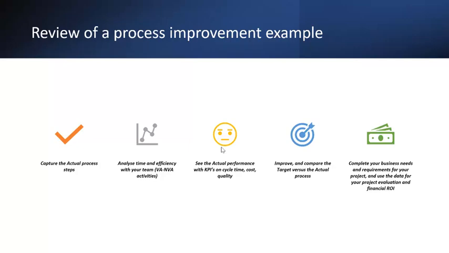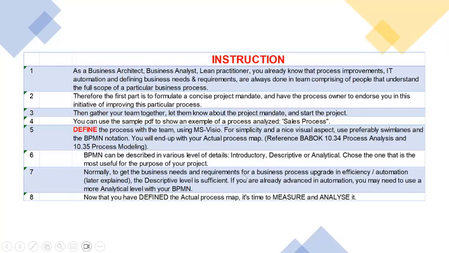And then you're going to have a look at the performance on the KPIs, the cycle time, the cost, the quality, etc. Then with your team, you're going to improve this process, find new ways to make it more automated, and improve it in terms of value added, and lower the cost, lower the cycle time. That's going to be the objective. And the last part is to complete your business needs and requirements for the project and use the data for your project evaluation and financial ROI.